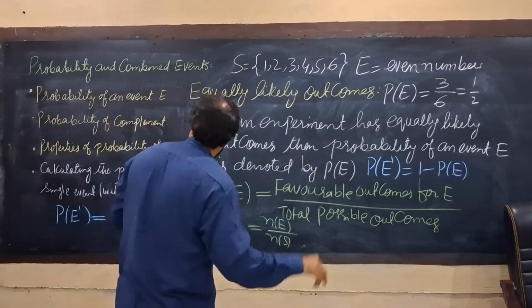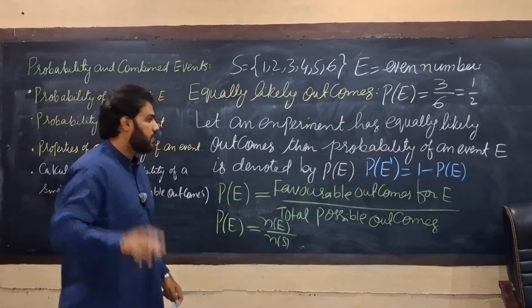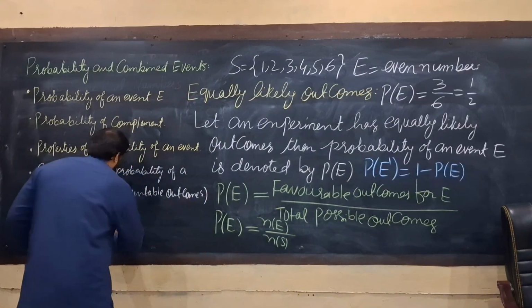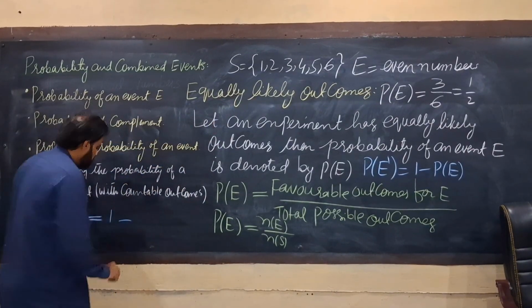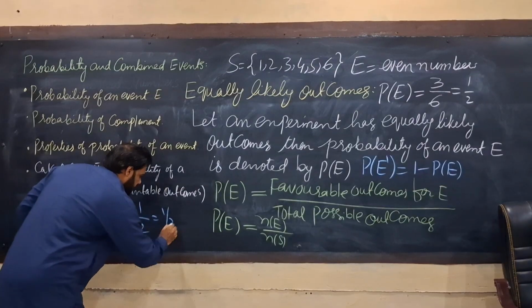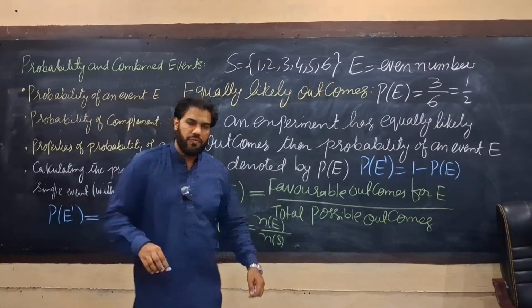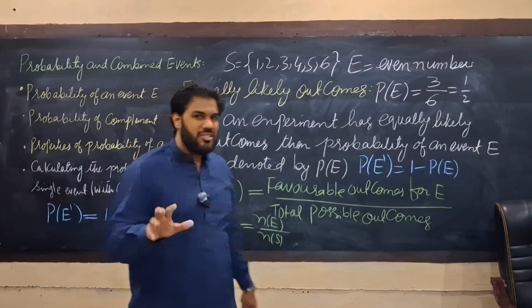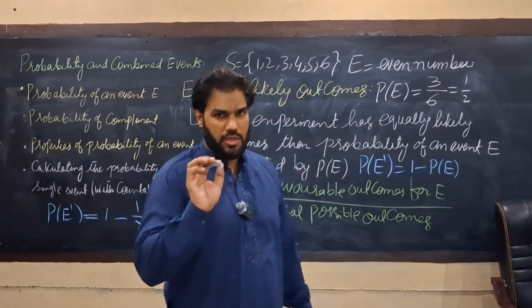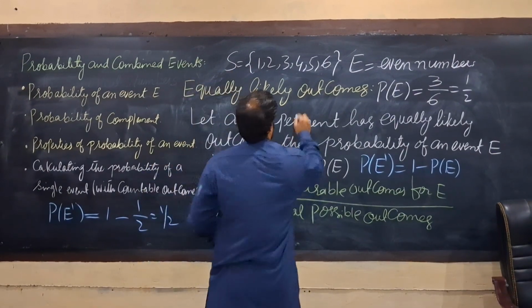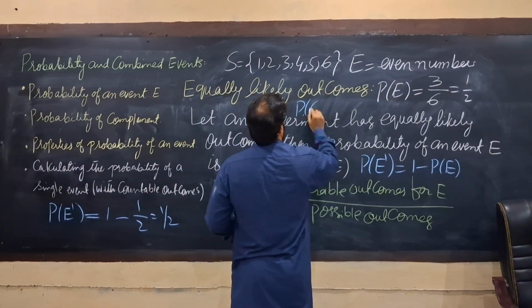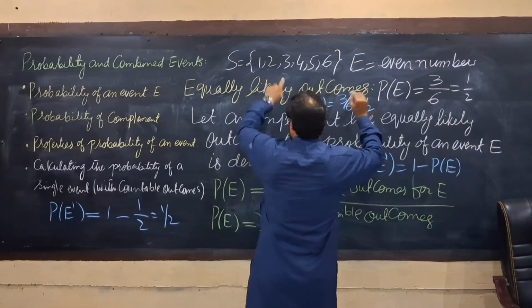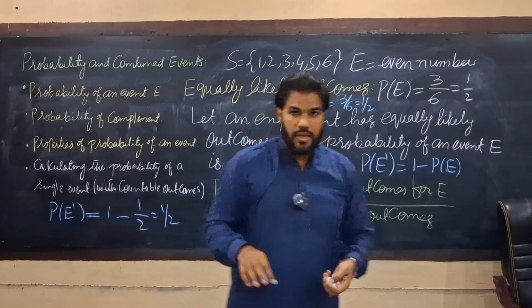So you can find the probability of E complement in two ways. One is by this formula: probability of E complement is 1 minus probability of E. Probability of E is 1 by 2, so this is 1 minus 1 by 2, which is equal to 1 by 2. The other way is to directly find the probability of odd numbers. When a number is not an even number, it means it would be an odd number. The probability of an odd number is 3 out of 6, again 1 by 2. So this is the concept of probability of an event and its complement.